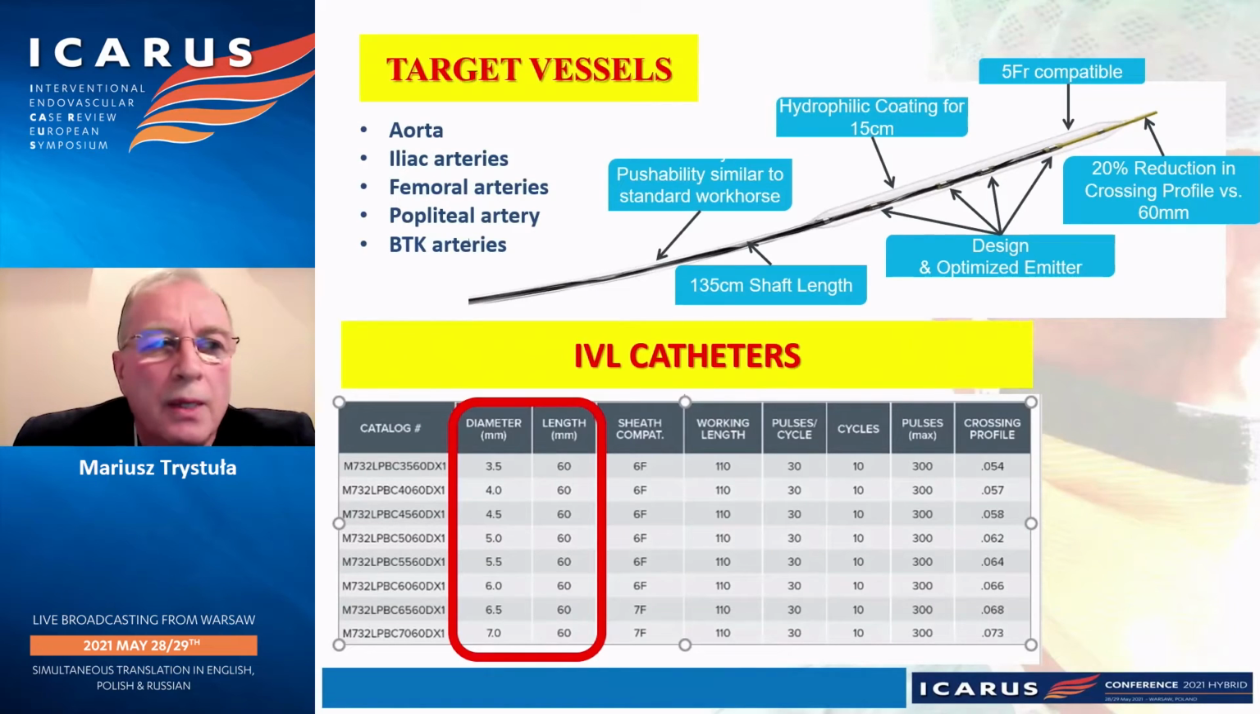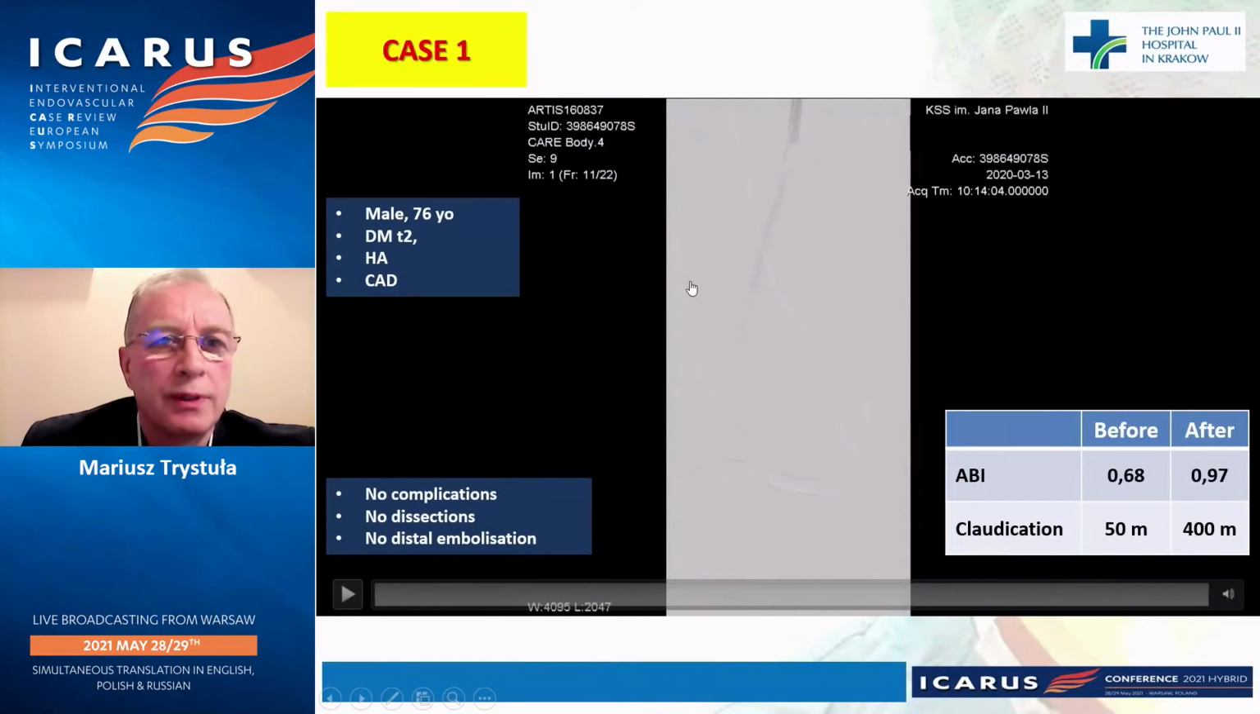The most important information on this slide was showing the appearance of the IVL probe and its dimensions. It means length 60 millimeters and diameters increasing by 0.5 millimeters from 3.5 millimeters to 7 millimeters. And now 5 cases to be shown.